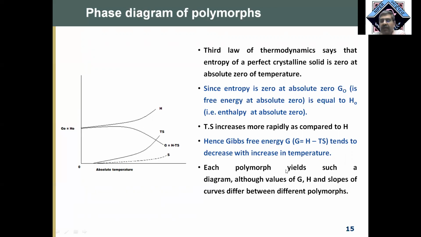Each polymorph yields such a diagram, which is called the phase diagram of a polymorph, although values of G, H, and slopes of curves differ between different polymorphic forms. The next system of classification of the polymorphs is based on the phase diagrams of different polymorphs.